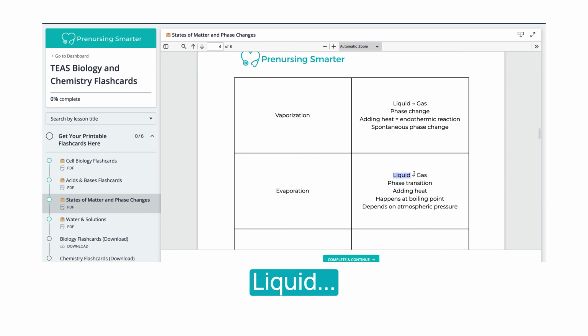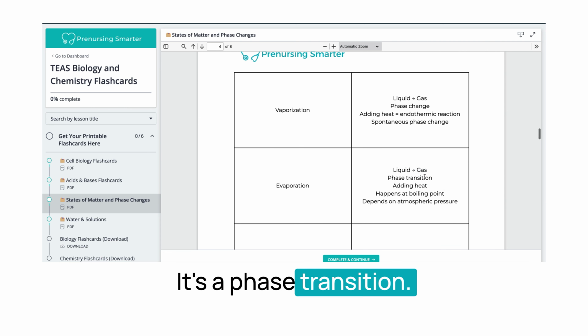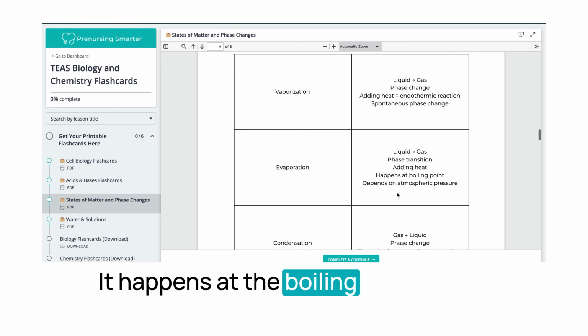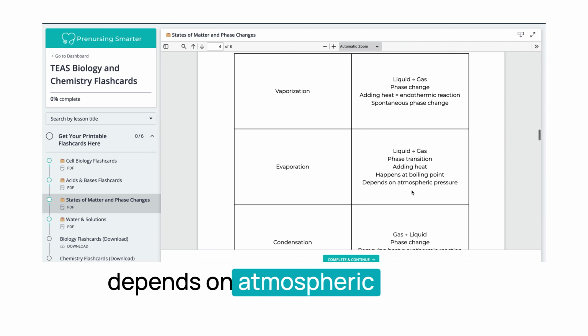Evaporation, liquid goes to a gas. It's a phase transition, adding heat. It happens at the boiling point, and it depends on atmospheric pressure.